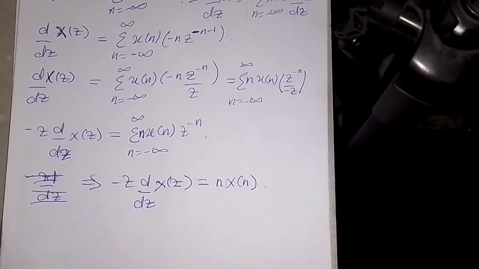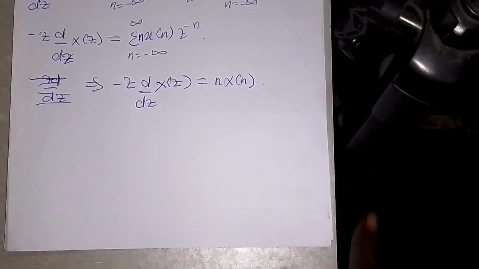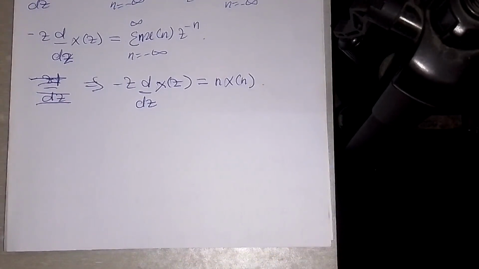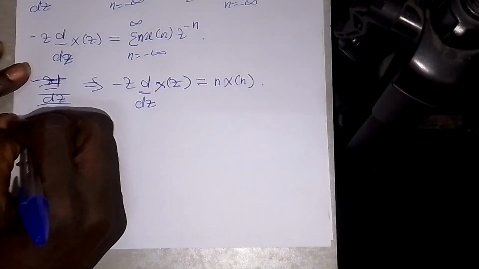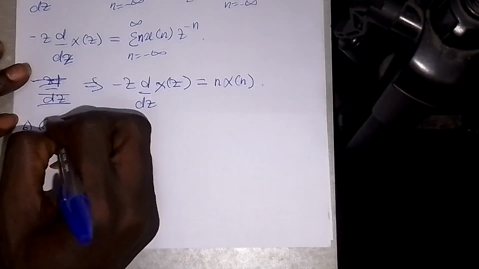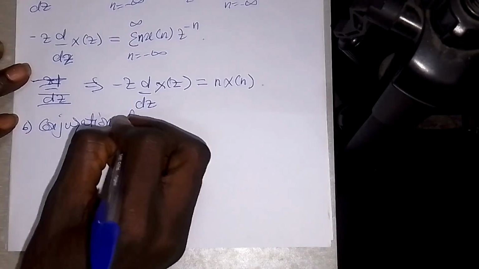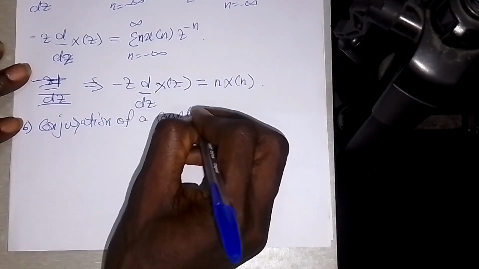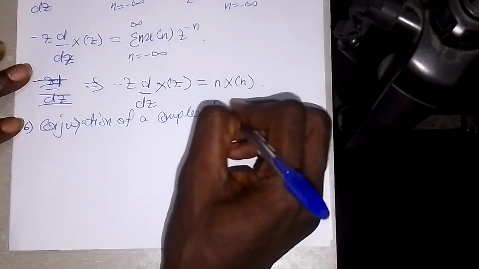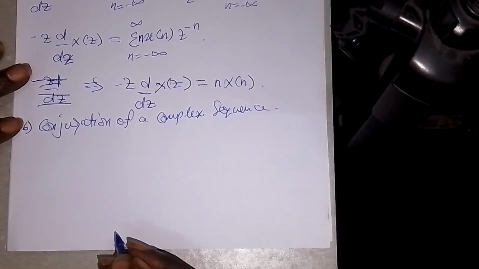So let's prove the conjugate. Let's prove property number 6, conjugation of a complex sequence. Okay, let's prove the conjugation of a complex sequence.